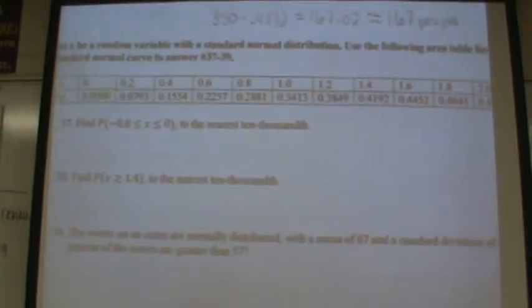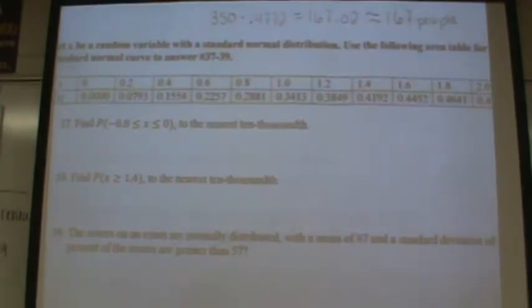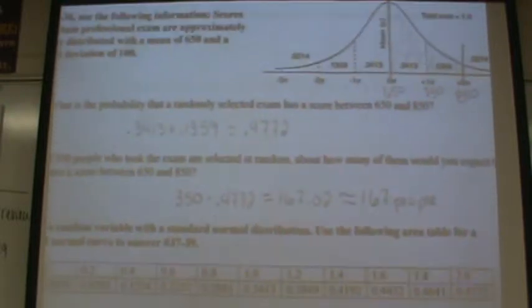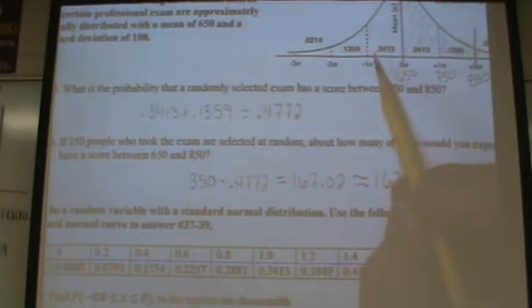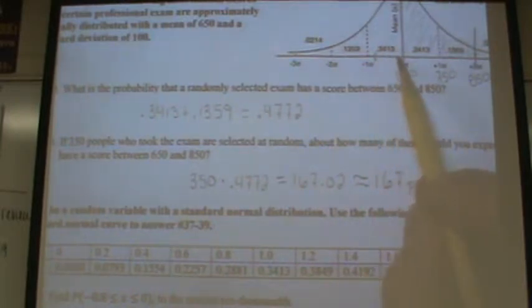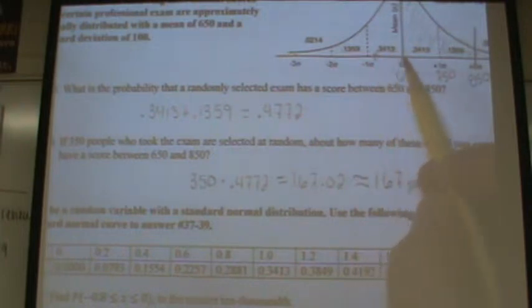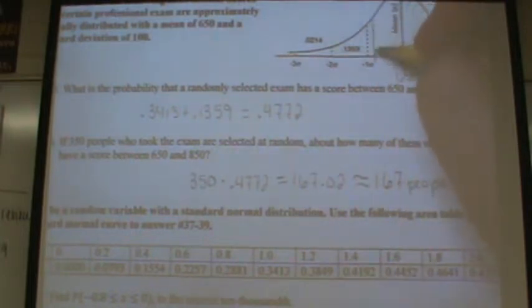The last three questions are all going to focus on the normal distribution curve with the decimals. So for 37, it asks the probability between negative 0.8 and 0 to the nearest 10,000. If we went back to our curve, negative 0.8 is about here, and it wants to know from negative 0.8 to 0. So it wants to know this area right here.